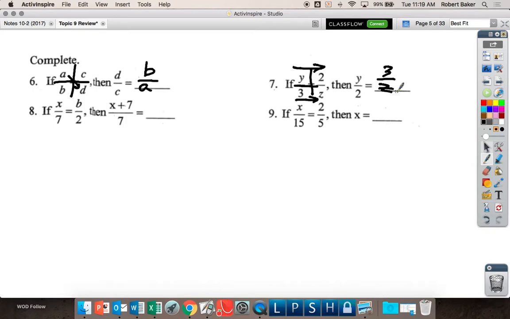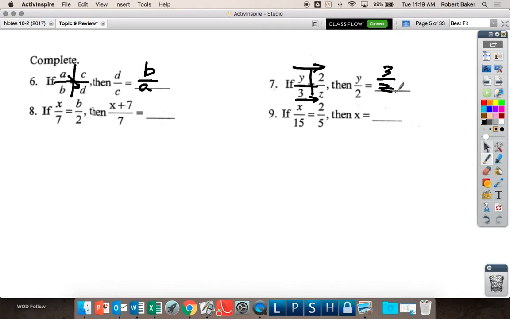Does that kind of make sense? Yeah. Are our cross products the same? Y times Z and 3 times 2? Yep, they're the same thing. And then number 9 is just like, what is X? So you literally just cross multiply and solve for X.